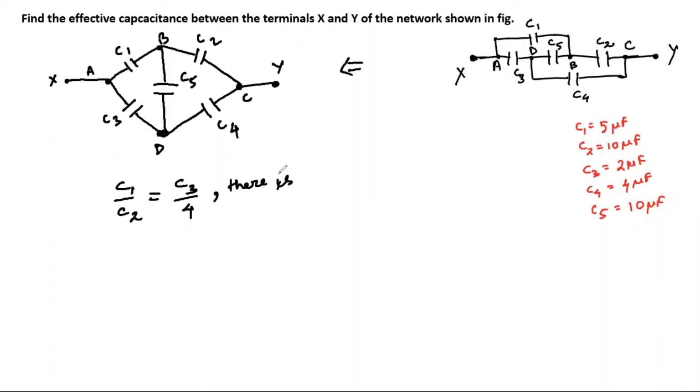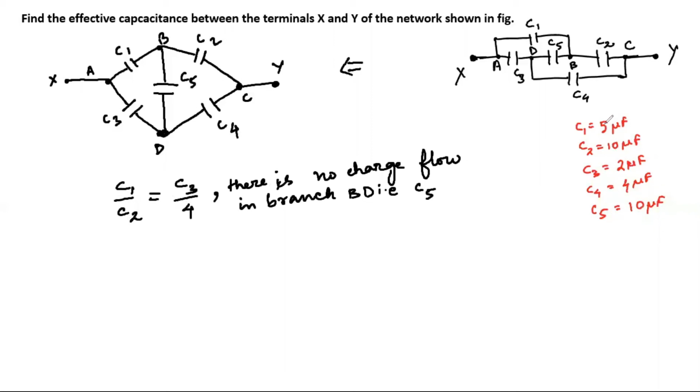Then there is no charge flow in branch BD. That means there is no charge flow through the capacitor C5. Alright. Then what we will do is check whether these ratios are equal or not. Now the C1, C2, C3, C4, C5, all these capacitance values are given to us.